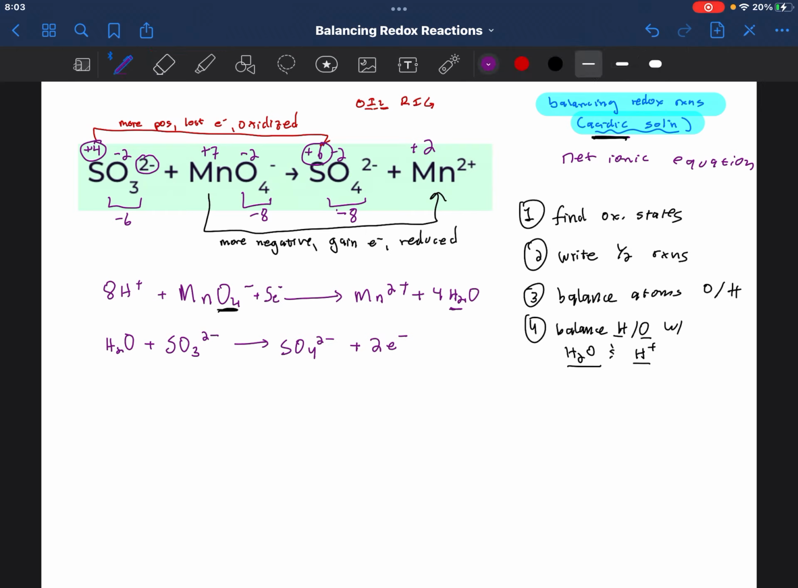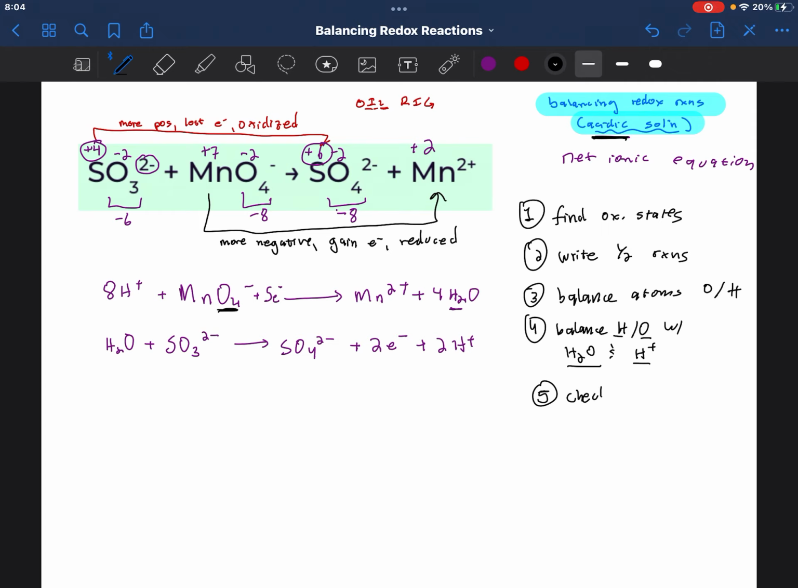And now I've added some H+. I've just added 2, so I need to do plus 2H+. All right, so I now see that my hydrogens and my oxygens are balanced on the left and on the right. All right, this next step often is not necessary. We'll see if it's necessary in this case.